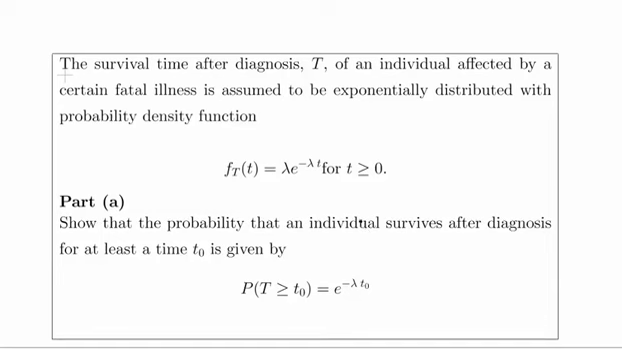Okay, in this presentation, we're going to look at the first half of a survival analysis question. The survival time after diagnosis T of an individual affected by a certain fatal illness is assumed to be exponentially distributed with a probability density function f(t) = λe^(-λt) for t ≥ 0. So this is the PDF there.